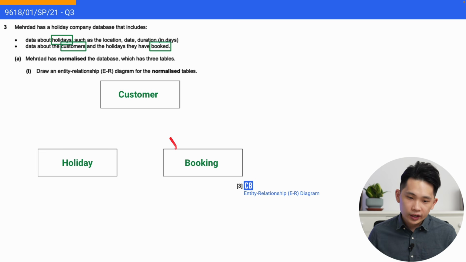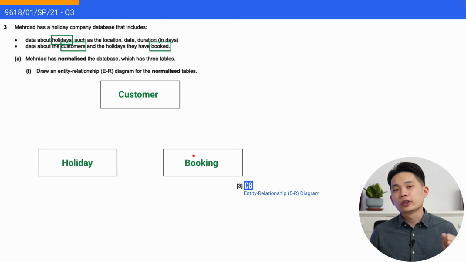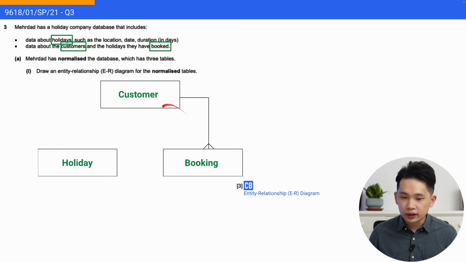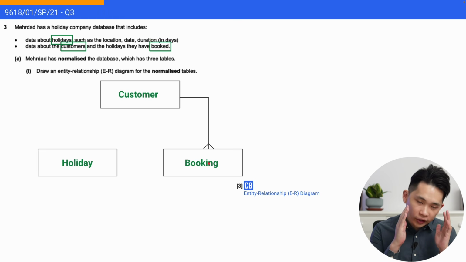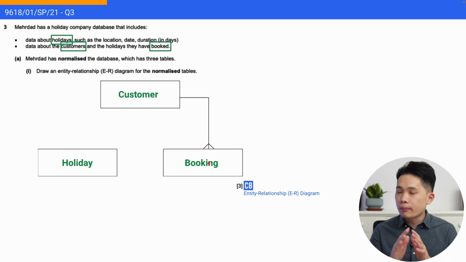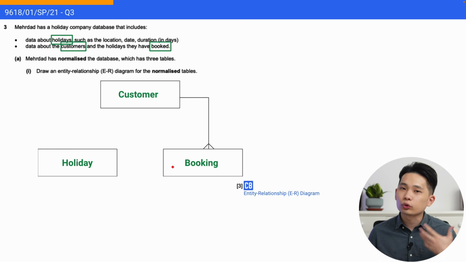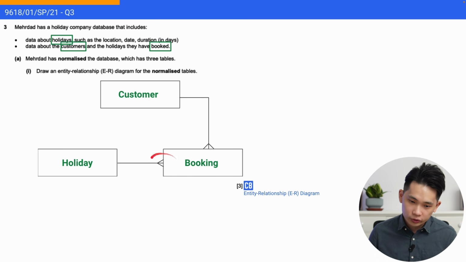So let's start with customer and booking. We can just ask ourselves, can a customer have many bookings? The answer is yes, so it's a one-to-many relationship. Therefore, we can just draw like that. And next will be between holiday and booking. Same thing. Does one holiday plan appear in many bookings? The answer is yes again. So it's a one-to-many relationship also. Therefore, we can just draw one-to-many relationships here.